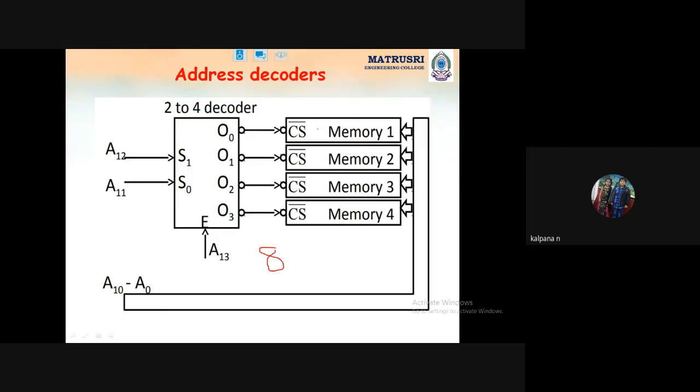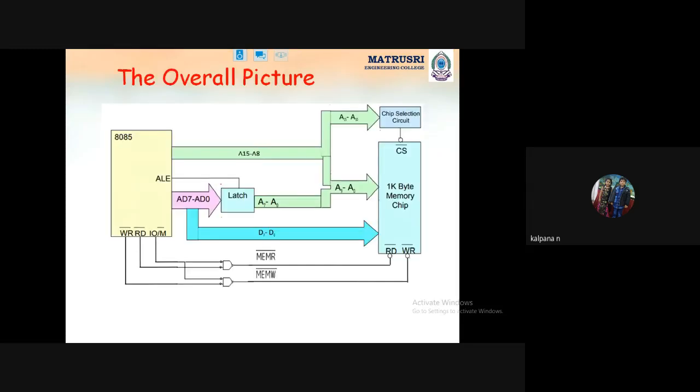Here I have taken an example of 4 memory chips only, but up to 8 memory chips we can connect. This is called a decoder, used to select the memory chips. This is the complete interfacing circuit diagram including the decoder. This is the 8085, and here one memory chip we are connecting.